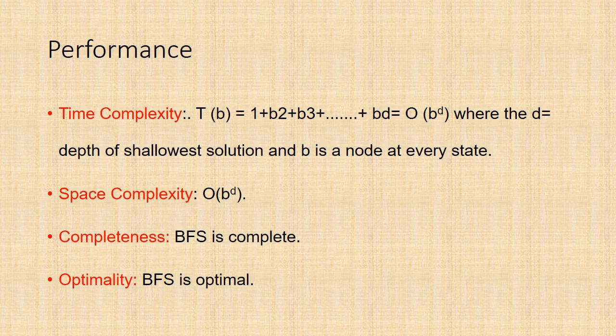The performance measure of BFS is as follows. The time complexity of the BFS algorithm can be obtained by the number of nodes traversed in BFS until the shallowest node, where d equals the depth of the shallowest solution and b is the branching factor, the number of nodes at every state: O(b^d). The space complexity of the BFS algorithm is given by the memory size of the frontier, which is O(b^d). BFS is complete, which means if the shallowest goal node is at some finite depth, then BFS will find a solution. BFS is optimal if path cost is a non-decreasing function of the depth of the node.